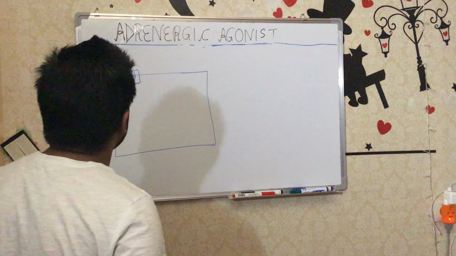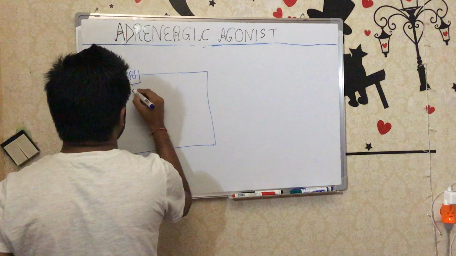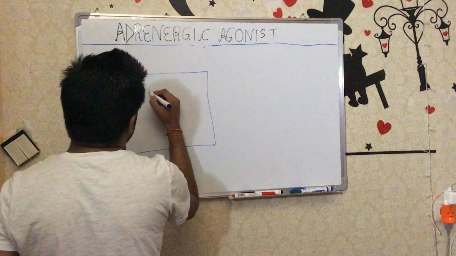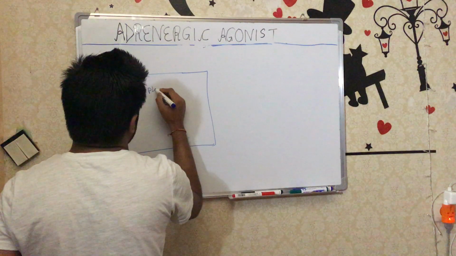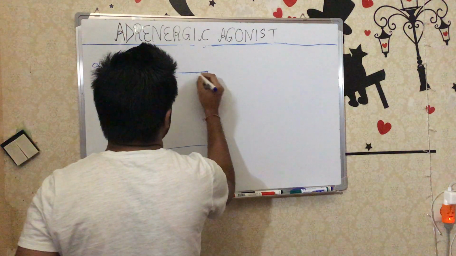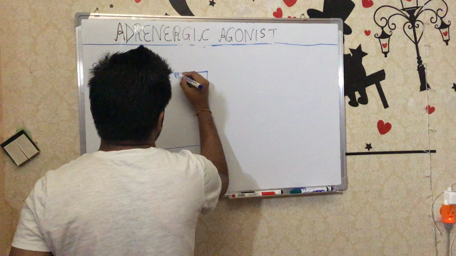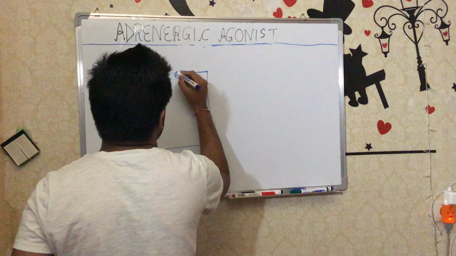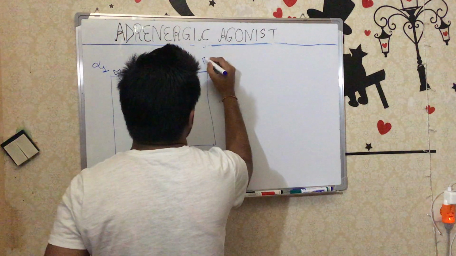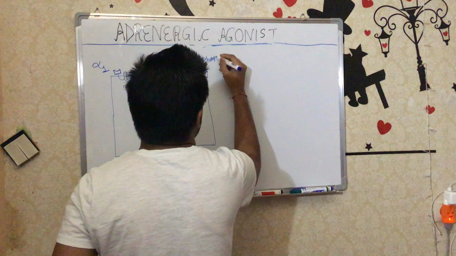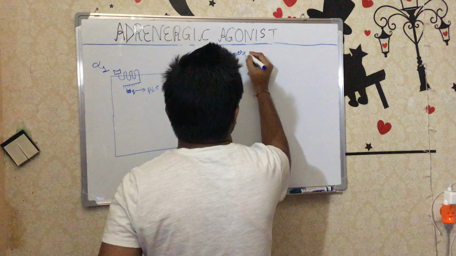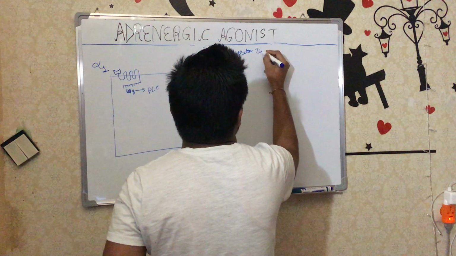Inside the cell, it's coupled with Gq protein. And Gq protein further stimulates phospholipase C. And here there is a lipid, called PIP2, phosphatidyl inositol diphosphate.